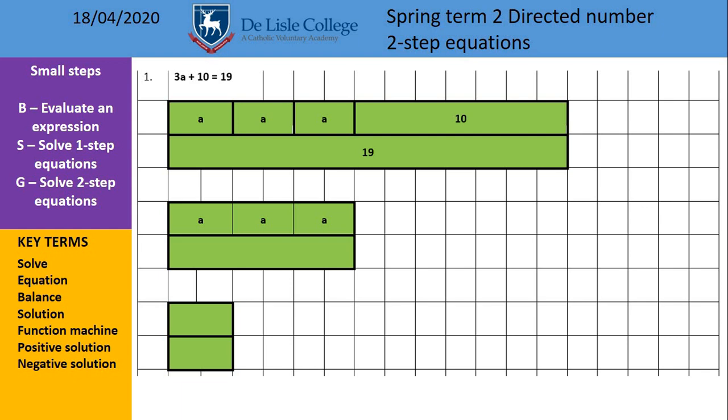So the very first step we've got is it fully drawn out, and once again we can see we have got rid of the 10 first because we want to get the letters on its own. So if we're taking off 10 from the top, we would take it off from the bottom one as well. So we would end up with 3a equals 9. And then the final step to get a on its own would be to divide by 3. A equals 3. Substitute it back into the beginning. 3 times 3 is 9, plus 10 is 19. We know we got that one right.